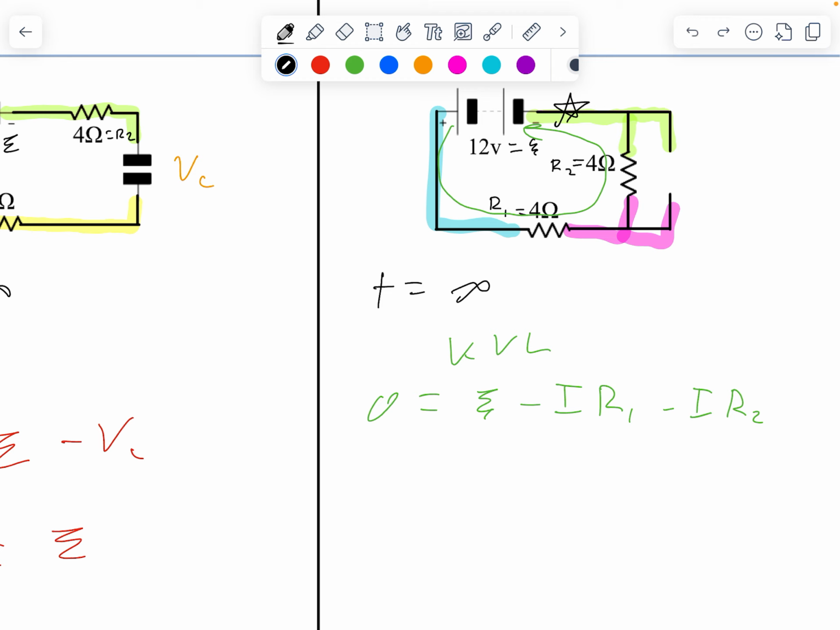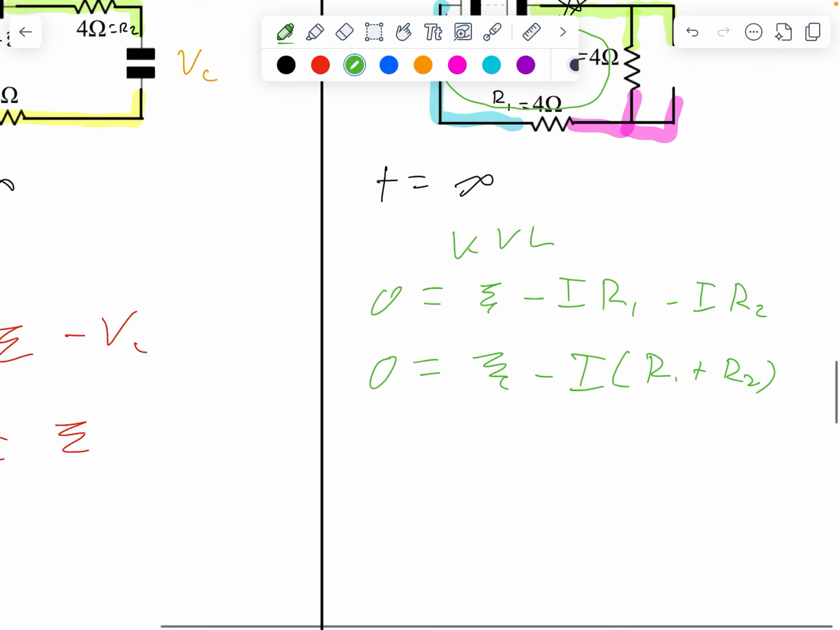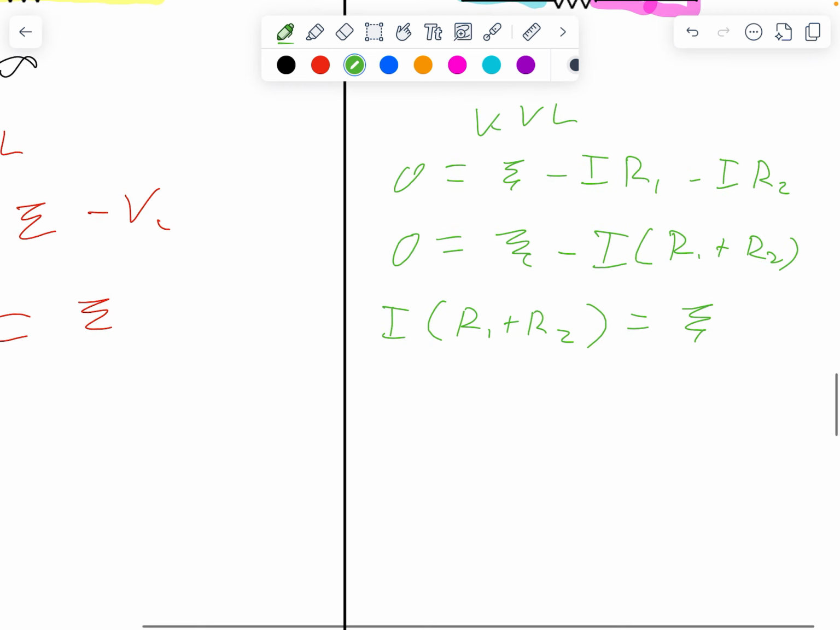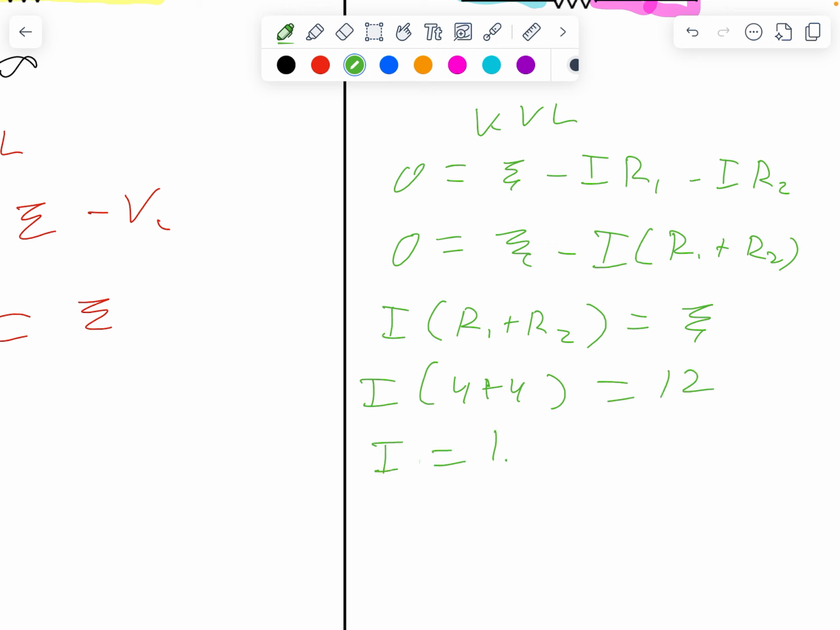Go back to green here. Epsilon minus, so we've got this I, and these 2 resistors in series now, so we've got R1 plus R2. Look, our series rule shows up again, so I times R1 plus R2 is equal to our EMF. So then what's our current now? We've seen this before, 4 plus 4 is 8, so then 12 over 8. So now, after a long time, we've got 1.5 amps flowing through this thing.